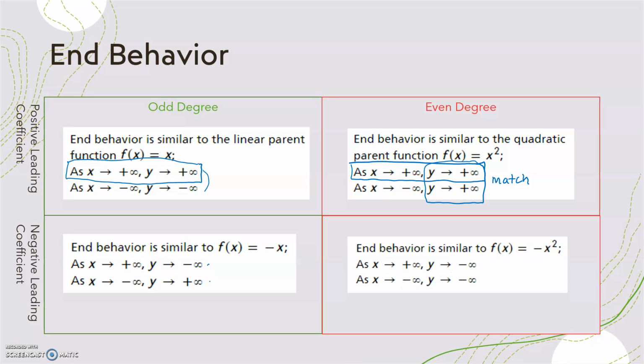And that would be a flip-flop for the even degree as well. That's a little bit like thinking about negative x squared. There's a reflection across the x-axis. So both ends point down towards negative infinity. Again, these are even degrees. Those are going to match. Odd degrees will have a mismatch.